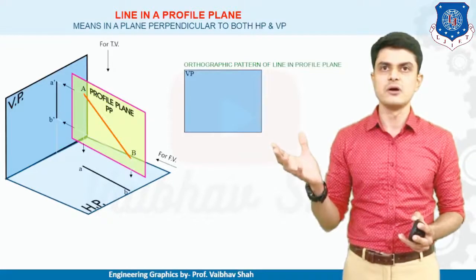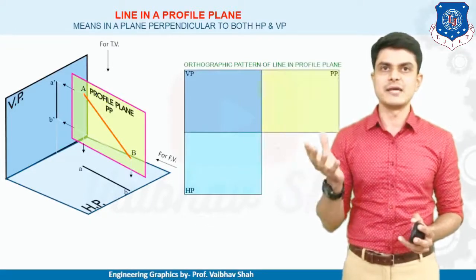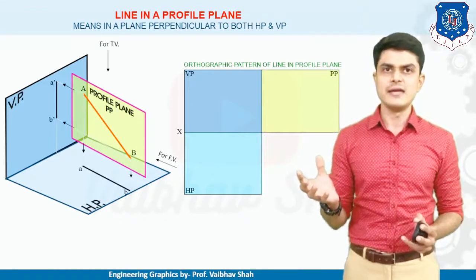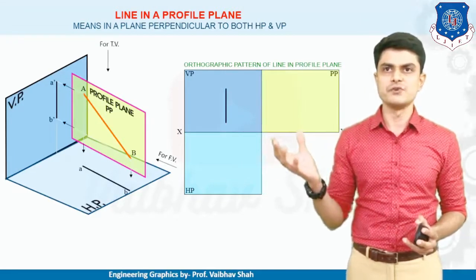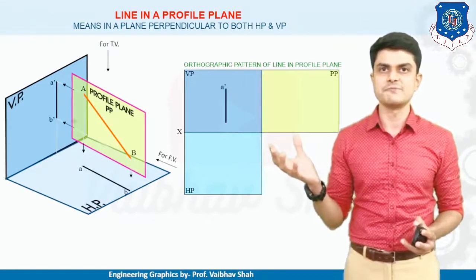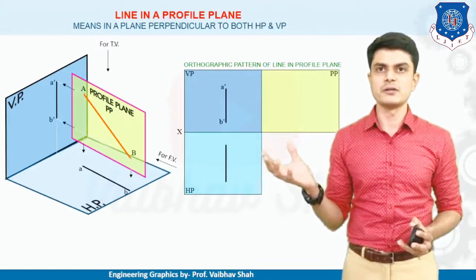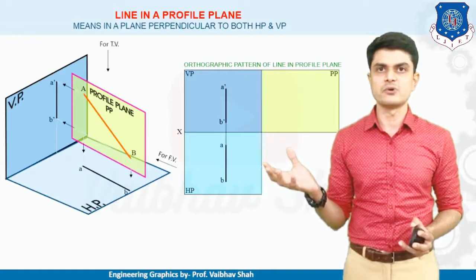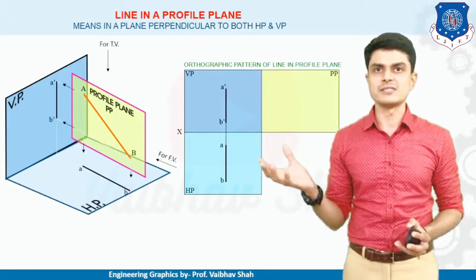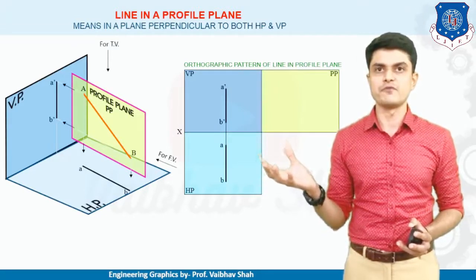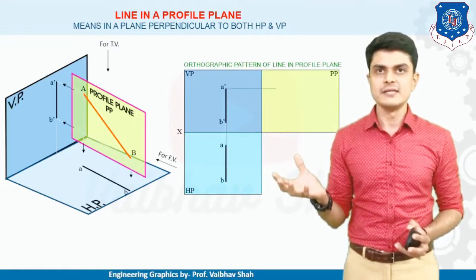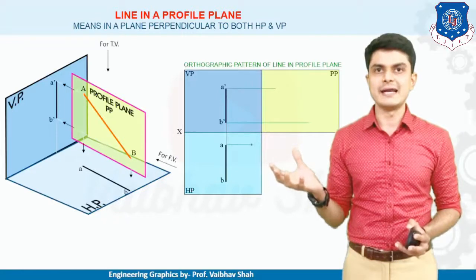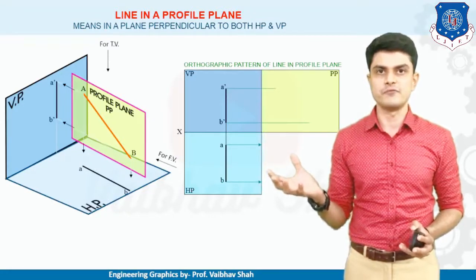Let us first draw VP, then HP, and then the profile plane. Thereafter let us plot this XY line, and then we'll start to draw the first view, which is the front view, A dash B dash. Then afterwards we'll plot the top view, which is A and B. Now we'll try to draw a vertical line from this line in order to show that our top view and front view are both in the same line. Then, let us draw rightward lines from your front view. Let us draw rightward lines from your top view.